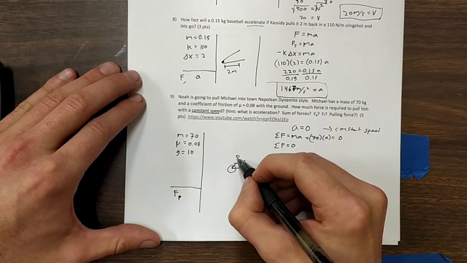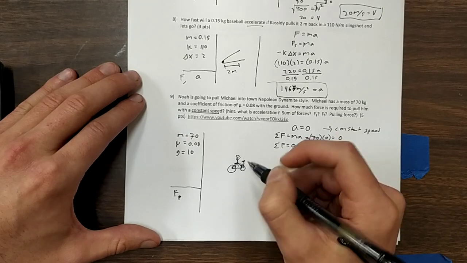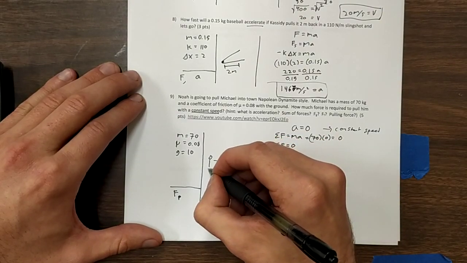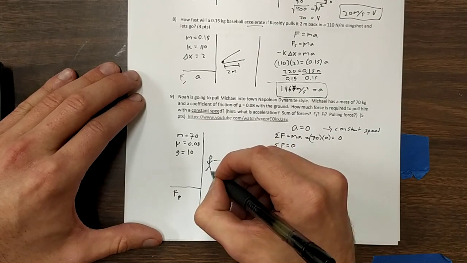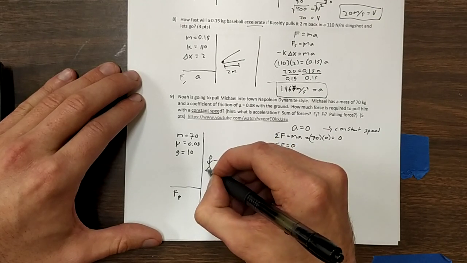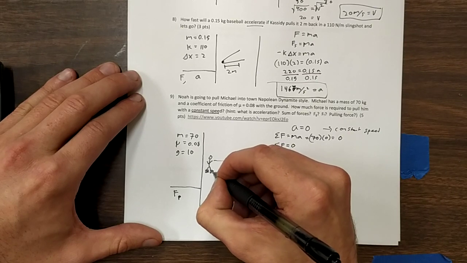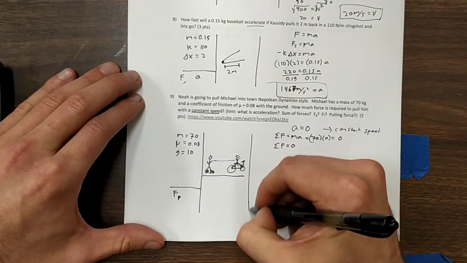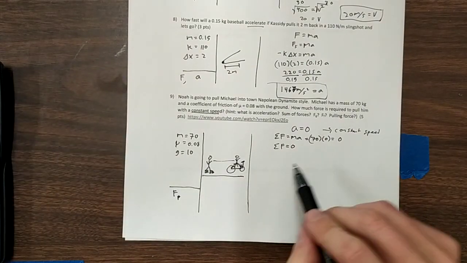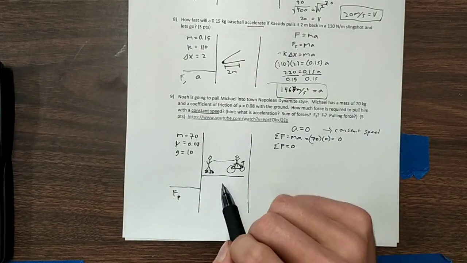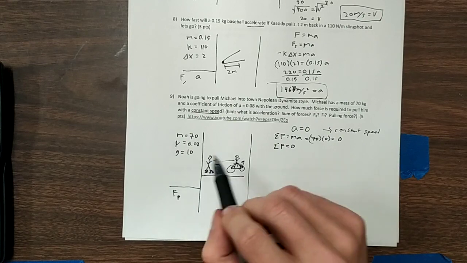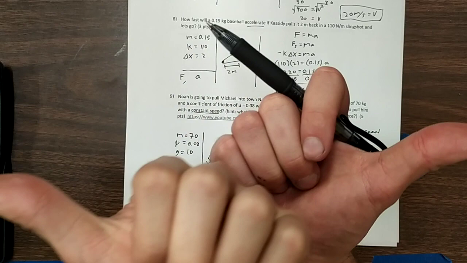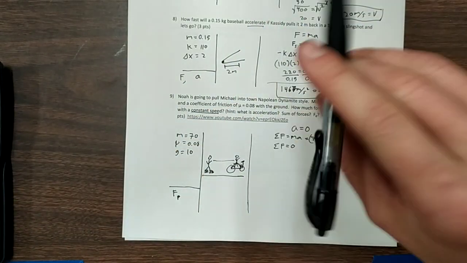All right, so somebody on a bike, and they are pulling somebody that is on rollerblades at a constant speed. Okay. Sum of our forces is 0. In this diagram, I can label the forces that are on Michael. So there's two forces acting in this direction, and then there's one going up, one going down.